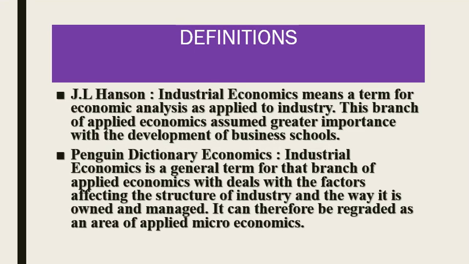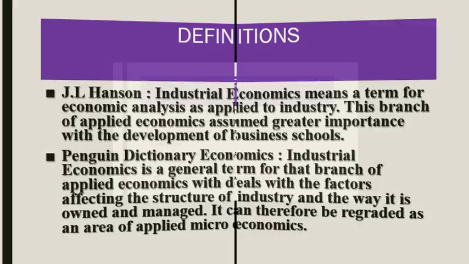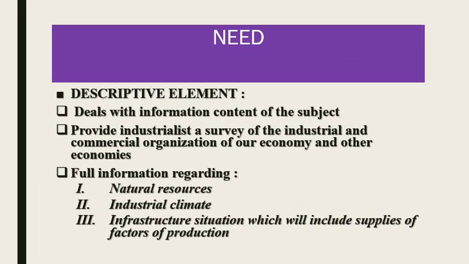Penguin Dictionary of Economics defines industrial economics as a general term for that branch of applied economics which deals with the factors which affect the structure of industry, how the industry is owned and managed. It can therefore be regarded as an area of applied microeconomics. When we study industrial economics, it studies from both angles, micro as well as macro.